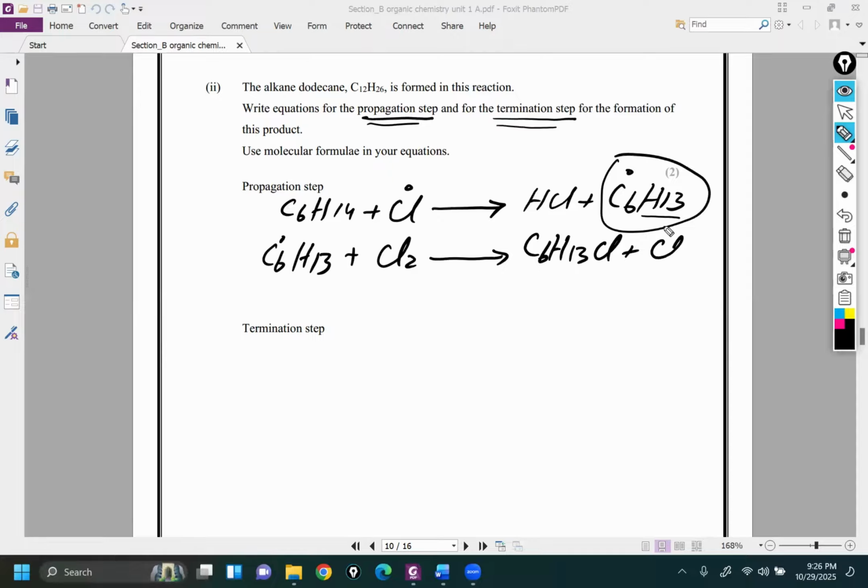In the termination step, even here one step is enough because we need to reach the product. So C6H13 free radical will combine with C6H13 free radical, and when they join together, we will get C12H26, which is our product.